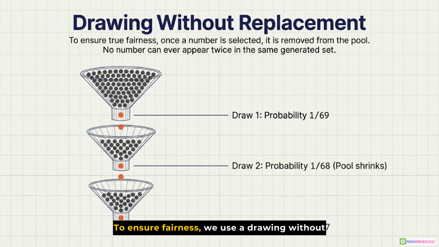To ensure fairness, we use a drawing without replacement method. Once a number is selected, it's removed from the pool, meaning no number can appear twice in the same set, and the probability pool shrinks with each draw.